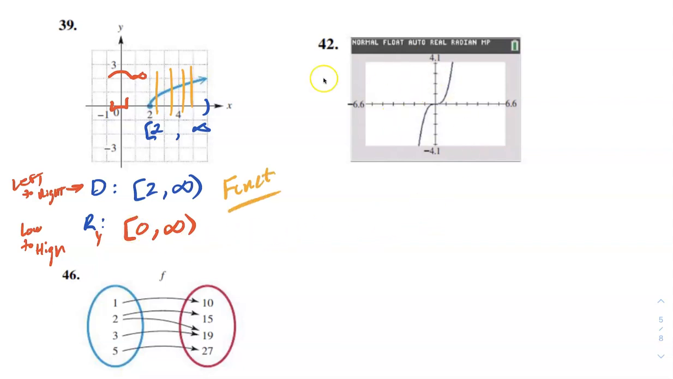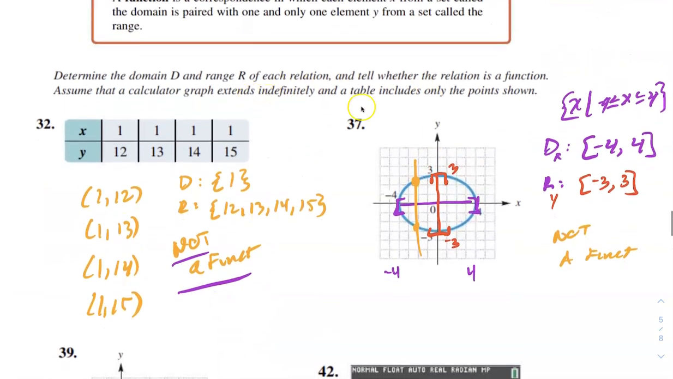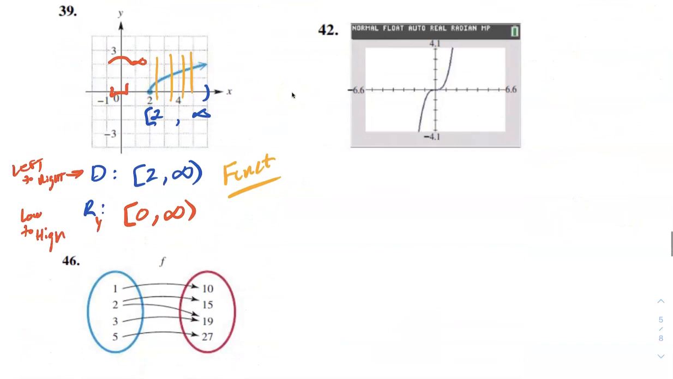Next one's based on a graph, like you put this in your calculator. I want to find the domain and range of this on your calculator. So this is what the thing I mentioned earlier said: assume that a calculator graph extends indefinitely. All that means is, at the end of your graph here, there are little arrows. So that's what they want you to assume.